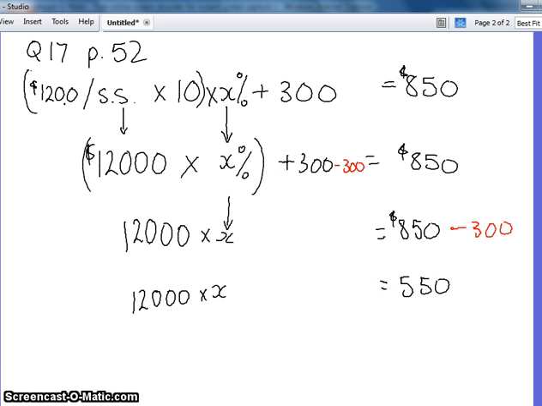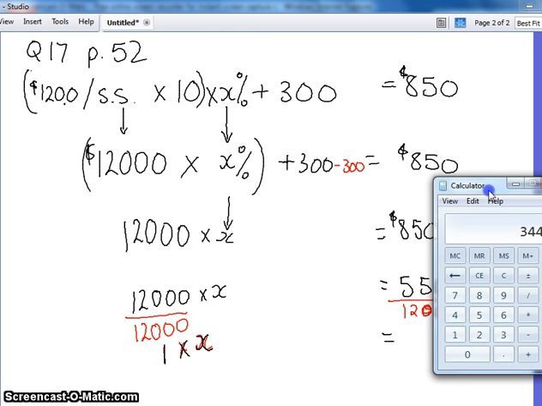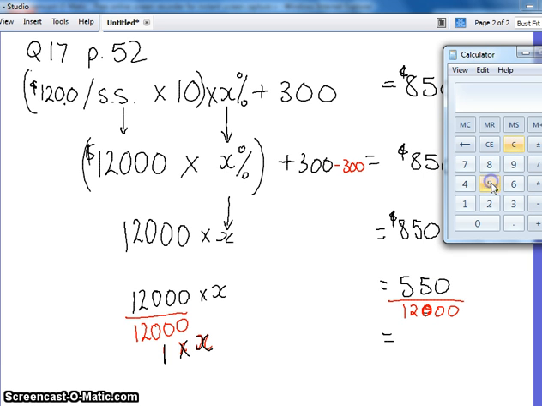Want to get X on its own? What do we have to do now? 12,000 is by itself. We want to get rid of 12,000. How do we get rid of 12,000, or how do we make it 1? Divide it by itself. That will give us 1 times X. Excellent. That's what we want to achieve. Divide by 12,000, and 1 times X will give us 550 divided by 12,000.